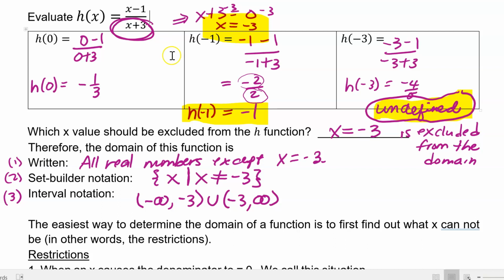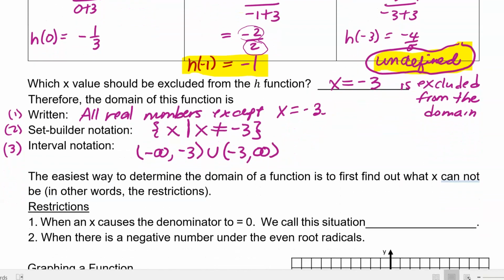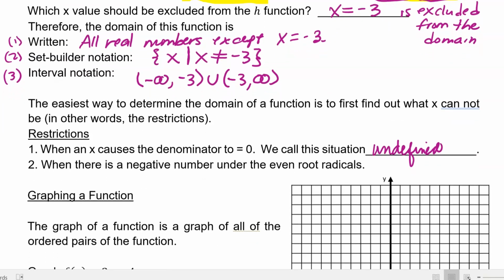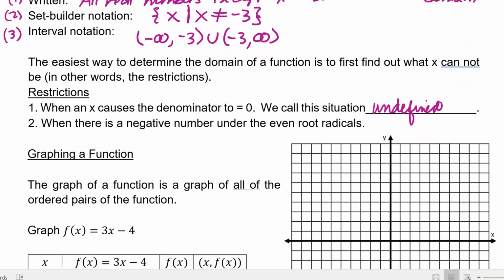The easiest way to determine the domain of a function is to first find out what x cannot be. In other words, the restrictions. And there are only 2 restrictions you have to be concerned about in math, and that is when an x causes the denominator to be 0, and again we call this situation undefined. And we also don't necessarily like when there are negative numbers under the even root radicals. So we have to determine what x values will make that happen.